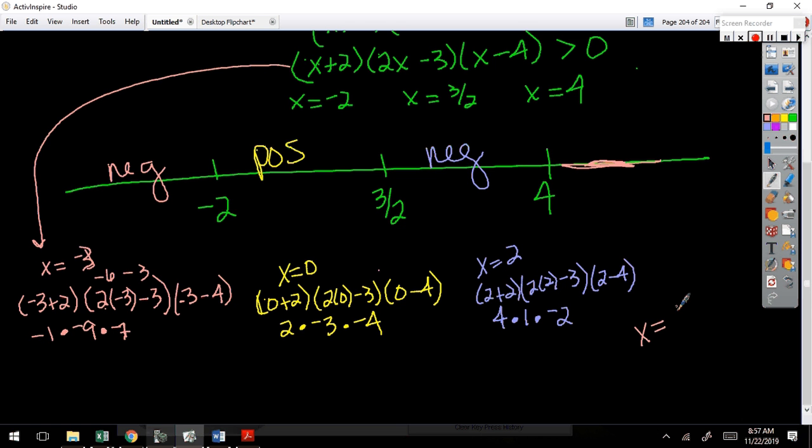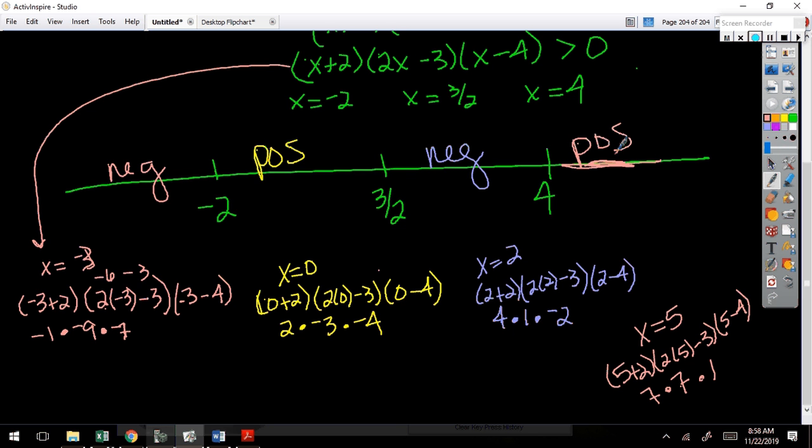If we do 5, 5 plus 2 times 2 times 5 minus 3. All right, 10 minus 3 is 7 again. 5 minus 4 is 1. I have a positive times a positive times a positive.